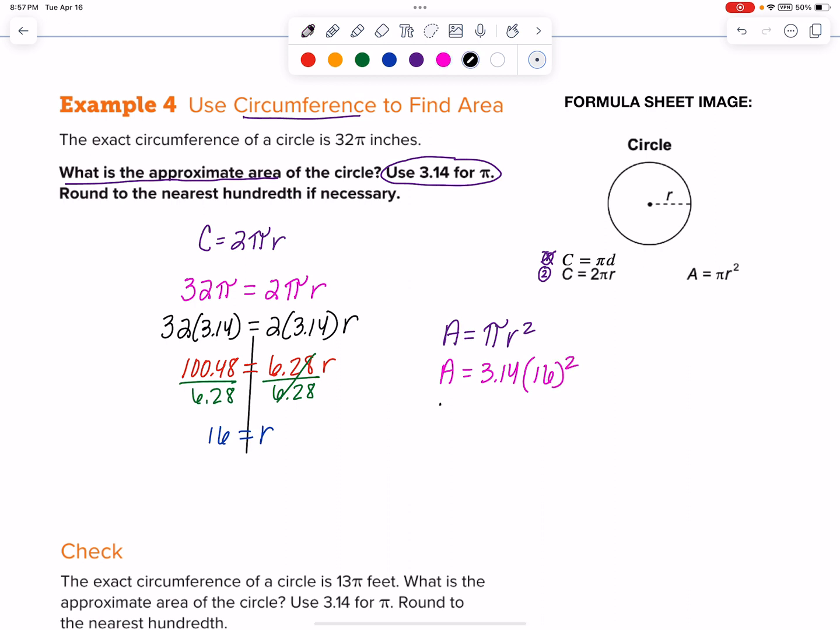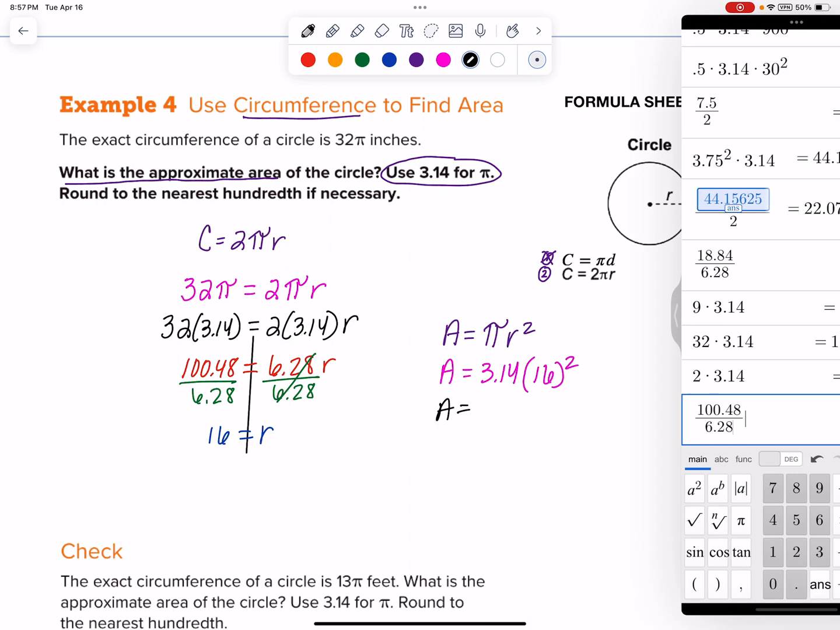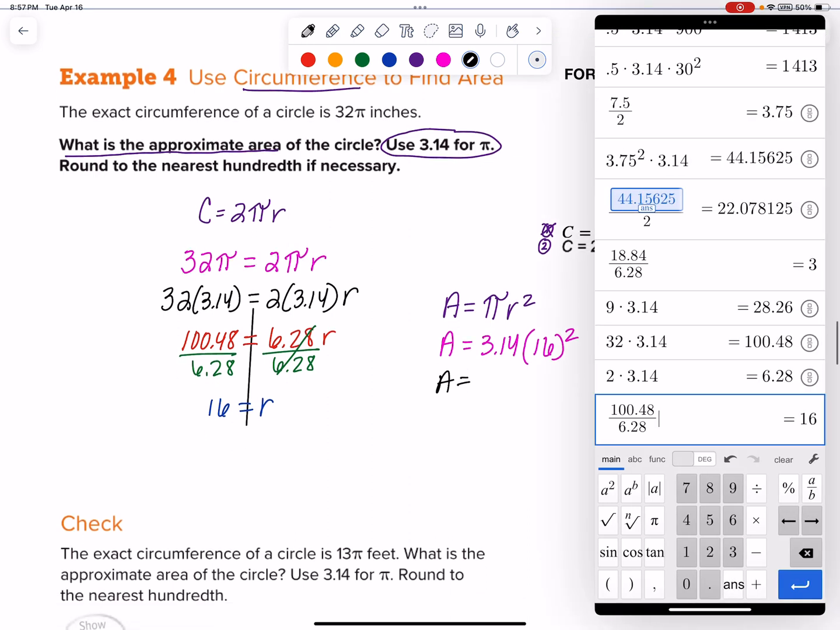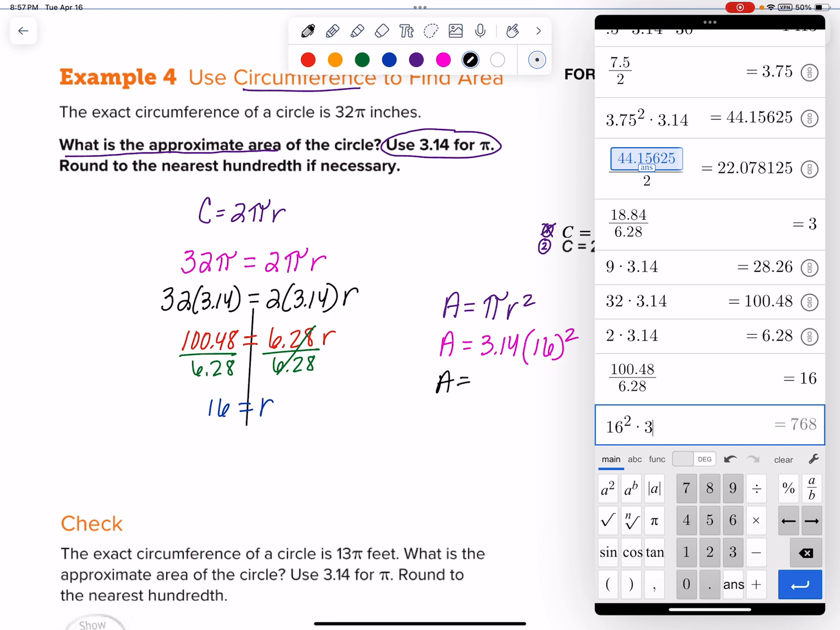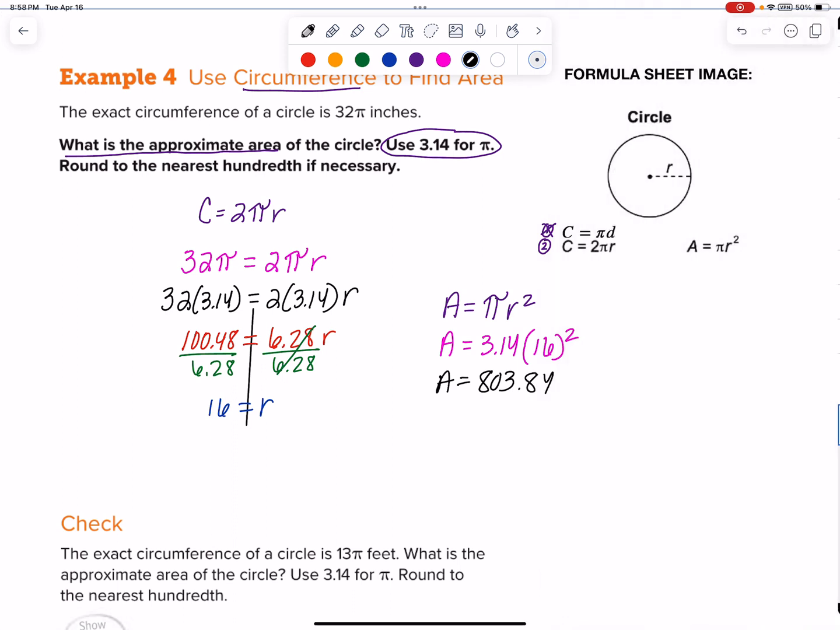So let's get our official answer. What is the area of this circle? We have 16 squared times 3.14, and we have an area of 803.84. Now let's round to the hundredth. That's accurate. And what's the units? The units is inches, so we have inches squared. And there you go. That one's a little bit different.